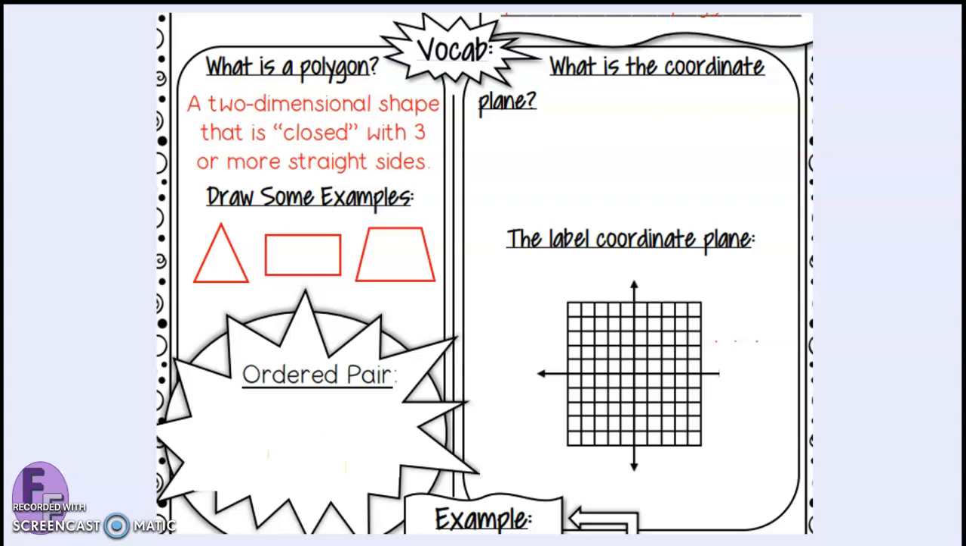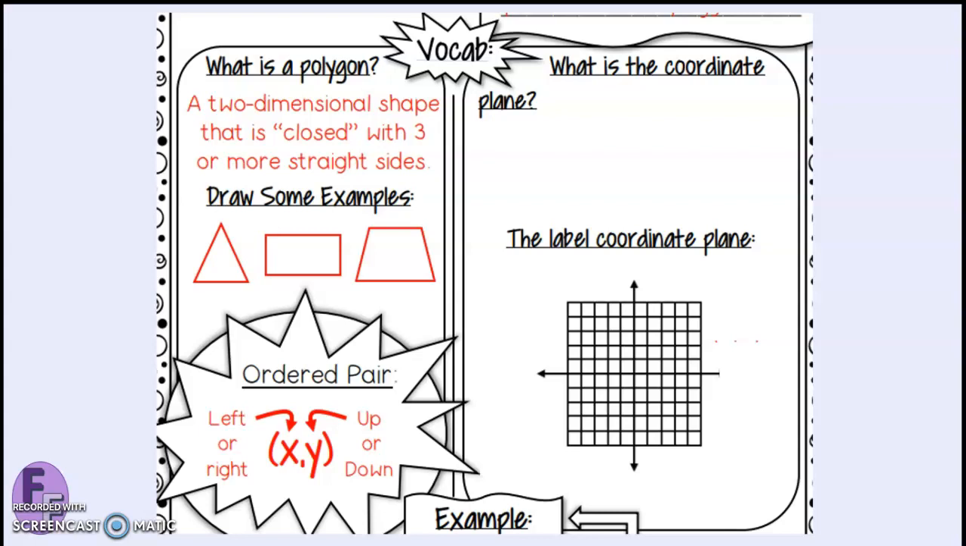Ordered pairs. Remember, ordered pairs are written with x, y to signify their location. The x tells us the left or right movement, and the y tells us the up or down movement.